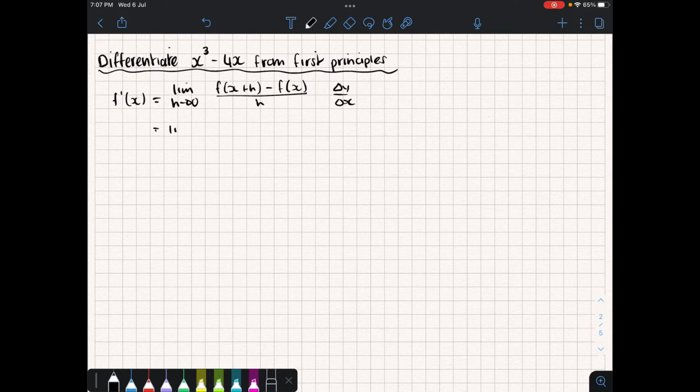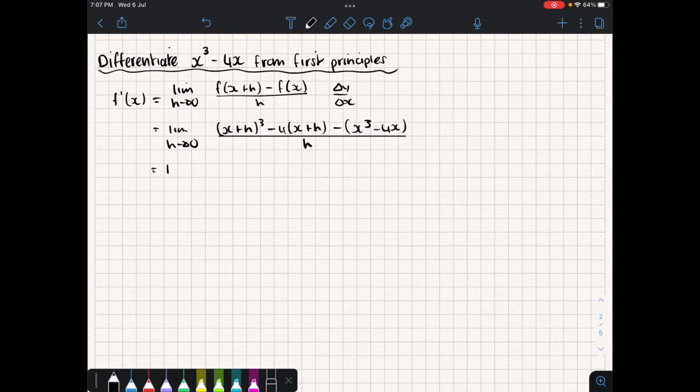All right, so this is equal to the limit as h approaches 0. And now I need to plug x plus h into my function. My function is x cubed minus 4x. So I'm going to have (x plus h) all cubed minus 4 times (x plus h). There's my x plus h in the function. And I'm going to subtract (x cubed minus 4x). And it's important that we put that in brackets so we don't lose track of the double negative there, all over h. And now we need to expand this out.